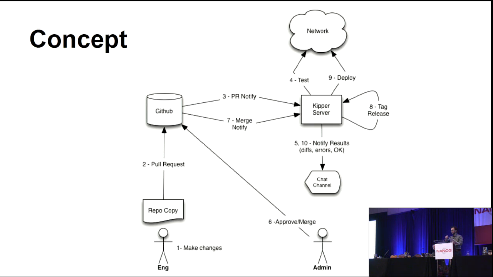When the merge happens, another event is triggered in Jenkins, and it optionally can release a new version of the configuration for the whole network, and eventually send the configurations to the network, now for real. Notice that nobody's at the CLI at this point. And everything that came out of Kipper was generated by a template.